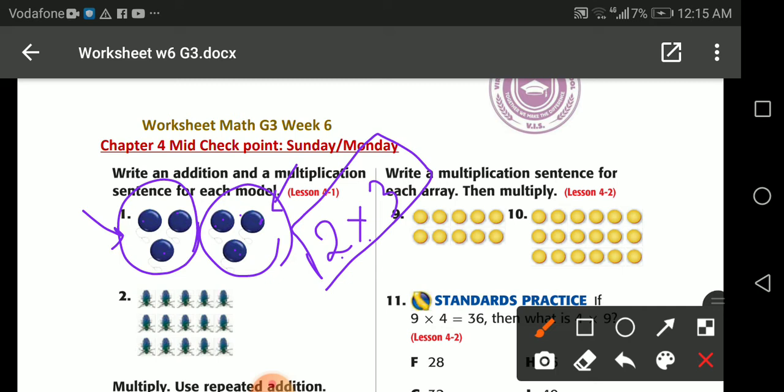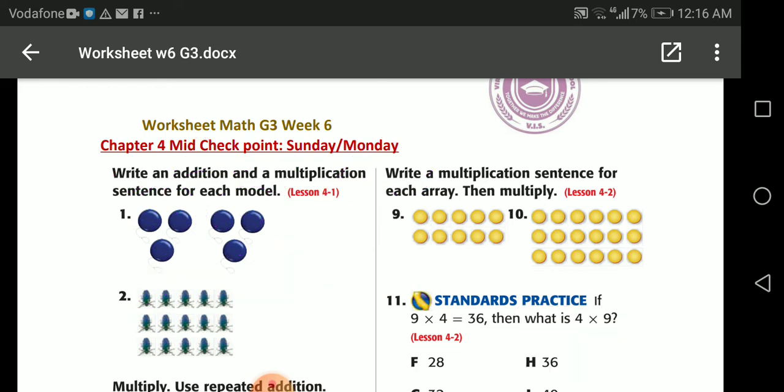What about the addition sentence? Addition means add. Add means plus. If I want to add all the balloons here, what could I do? I will say 3 plus 3. So it will be 3 plus 3.